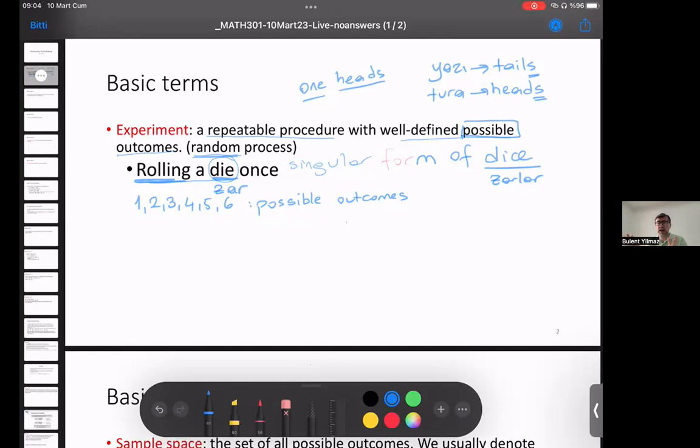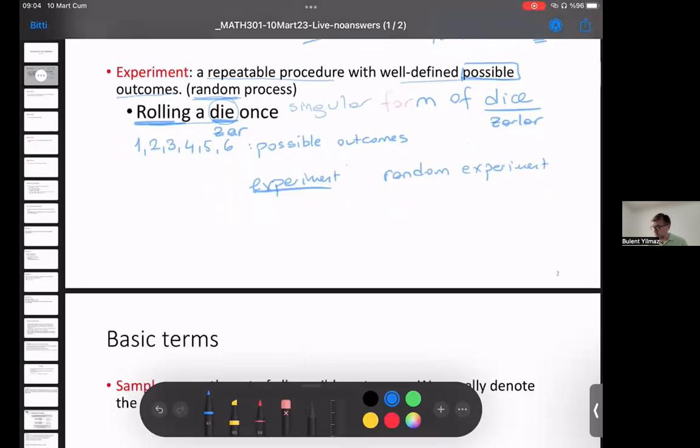This is the basic idea behind a random experiment. We will use the experiment concept, or we may say random experiment. For example, I'm rolling a die. Rolling a die is a random experiment. Flipping a coin is a random experiment. I hope this part is clear. You understood this experiment concept.